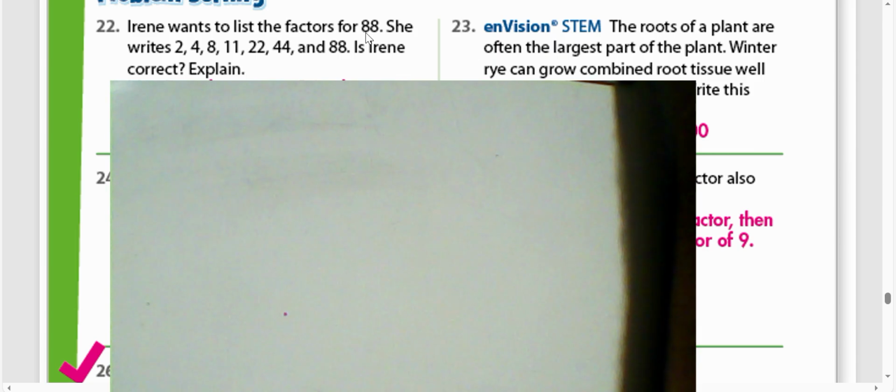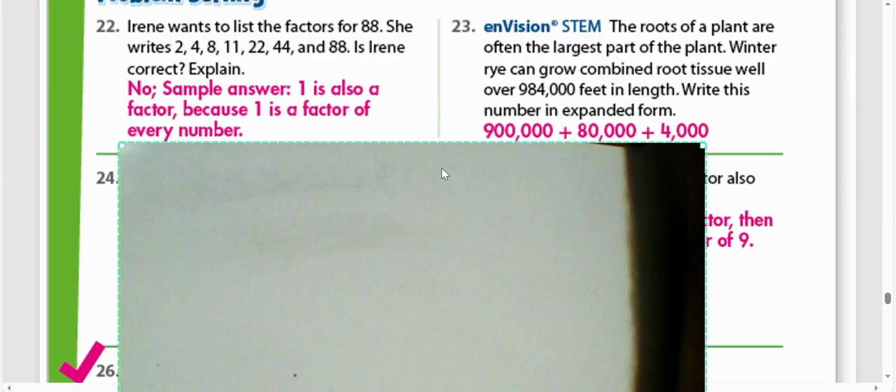We know 4 times 22, and 2 times what? 2 times 44, and 11 times 8 equals 88, 4 times 22. Then this number can also be divided by what? Divided by 1. You didn't write 1 here. 1 is also a factor, because 1 is a factor of every number.